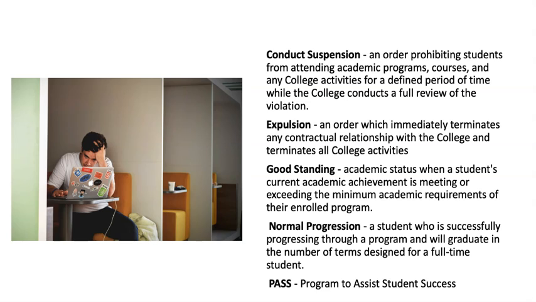Good standing is an academic status when a student's current academic achievement is meeting or exceeding the minimum academic requirements of their enrolled program. Normal progression means a student is successfully progressing through a program and will graduate in the number of terms designed for a full-time student. PASS means Program to Assist Student Success.